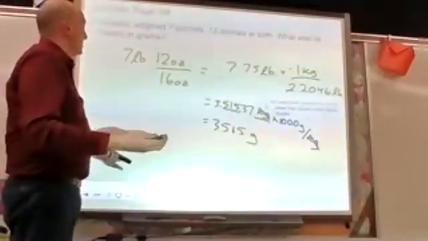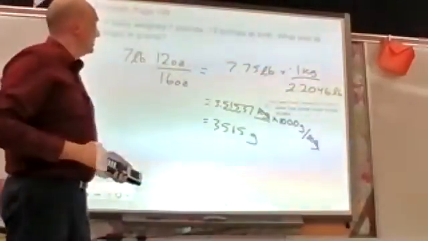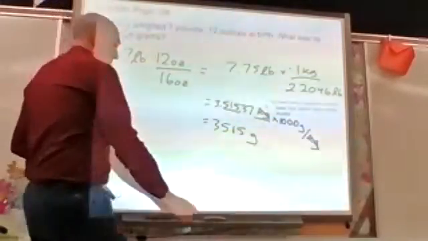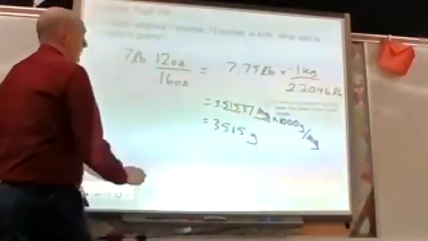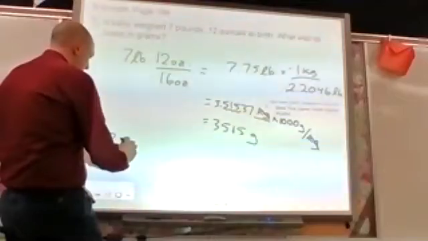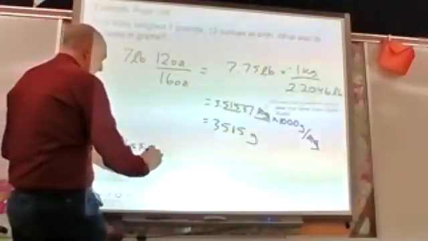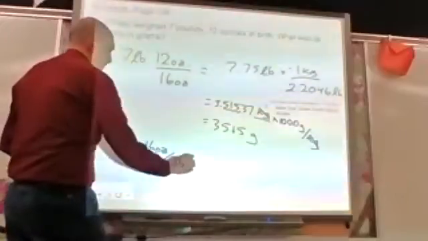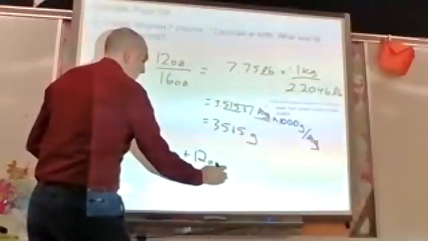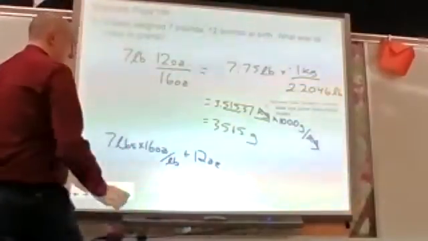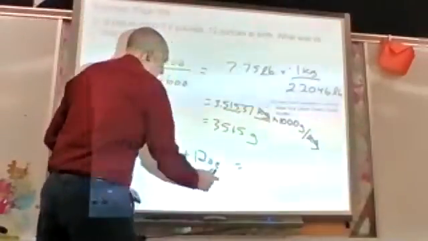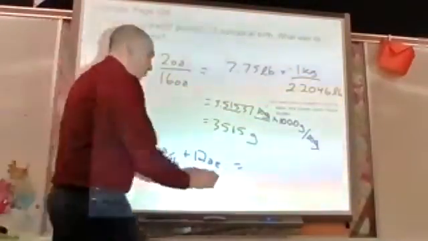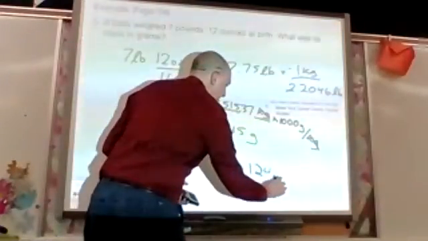Another way I could do this is I could take that 7 pounds, 12 ounces and convert it all into ounces first and then do my conversion. So I'll demonstrate that way as well. So 7 pounds times 16 ounces per pound plus 12 ounces, right? That's my total number of ounces. 7 times 16 plus 12, I've got 124 ounces.